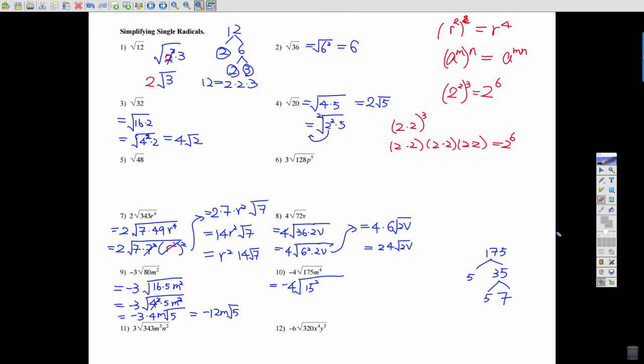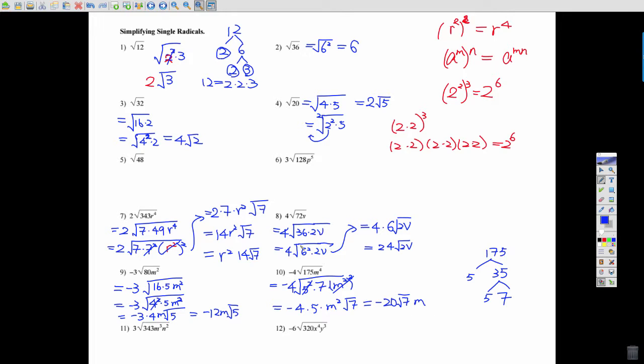Then let's get rid of this part. So this is 5 times 5 times 7. So 5 squared times 7 times m raised to the 4th power. Again, I want to write that into something squared. I use 4 divided by 2. I have 2. So negative 4 times the 5 comes out. The m squared comes out. Be careful, it's m squared comes out. Root 7 is left behind. 4 times 5 is 20. My final answer is negative 20 m squared root 7.